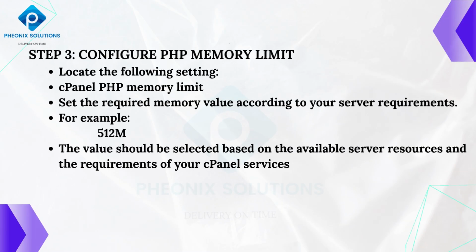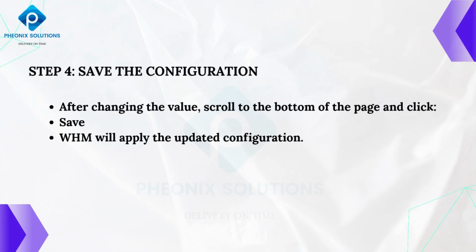Step 3. Configure PHP memory limit. Locate the following setting: cPanel PHP memory limit. Set the required memory value according to your server requirements. For example, 512M. The value should be selected based on the available server resources and the requirements of your cPanel services. Step 4. Save the configuration.